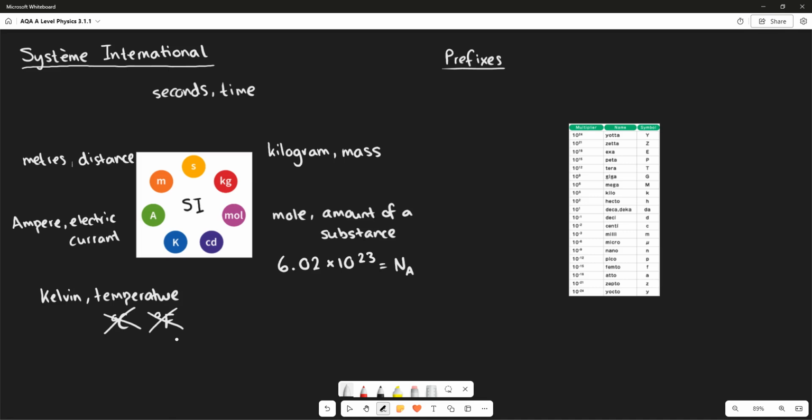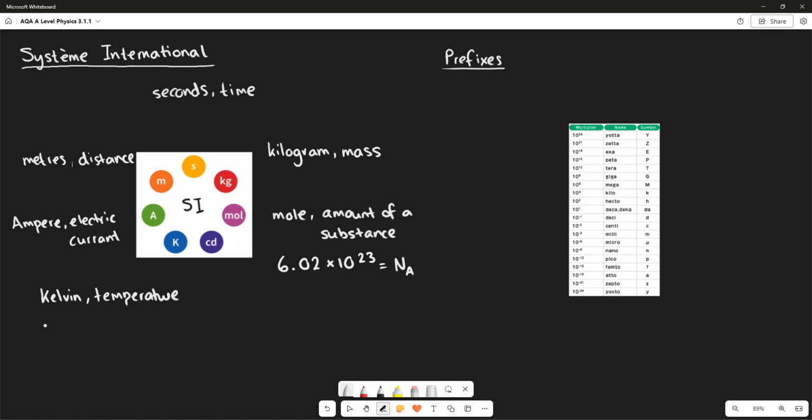It was very, very common. It was abandoned many years ago by most countries. I think the only countries that use it today are the United States and its territories and Liberia. So that's a bit of a weird one. But yes, temperature is measured in Kelvin. If you ever need to put temperature into an equation, you must have it in Kelvin.